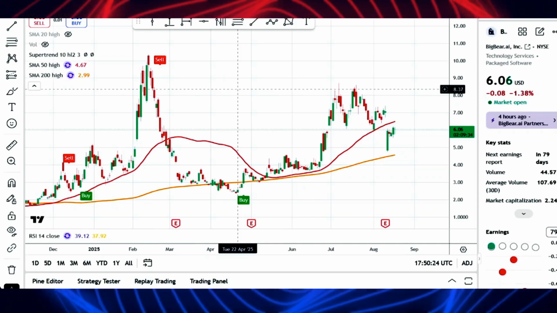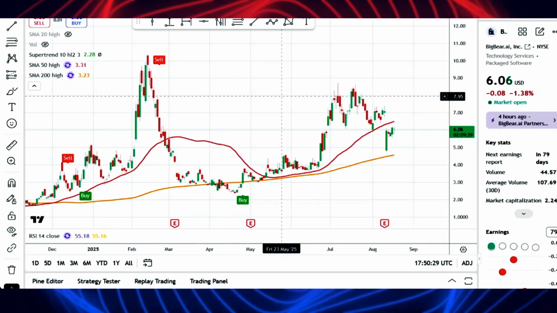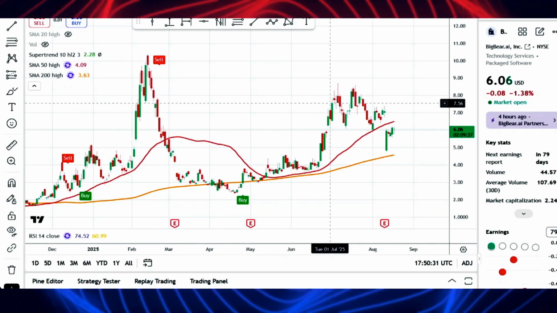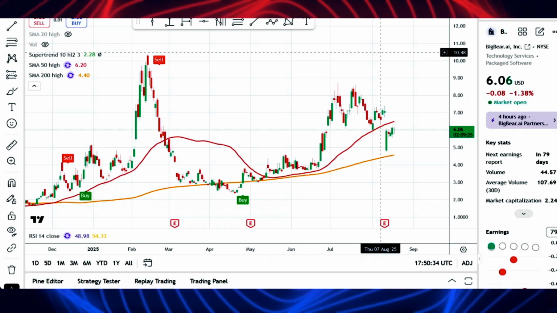Welcome back. Today we're going to do an analysis on BBAI. I am going to show you some Fibonacci retracement. I'm going to give you some price targets and what to expect next.